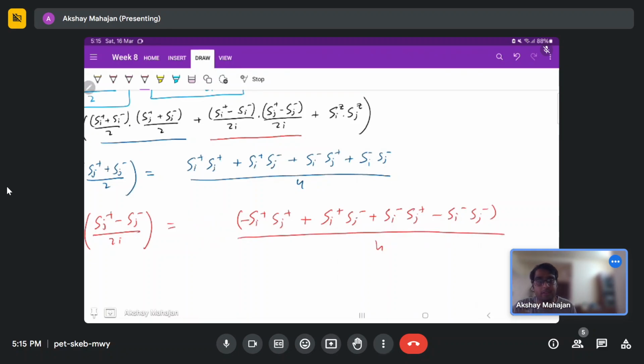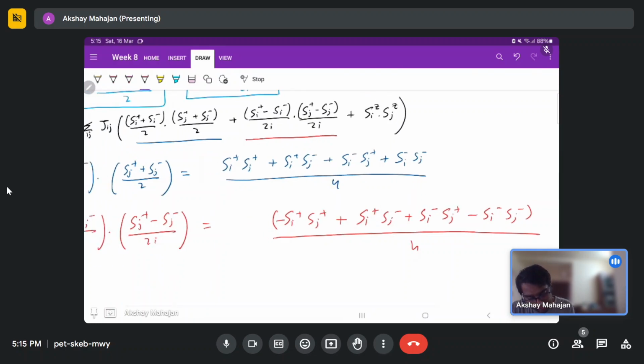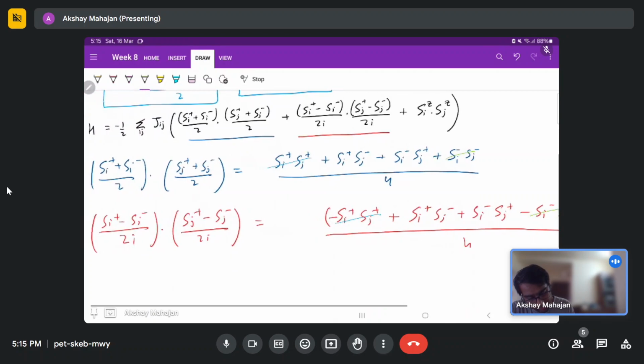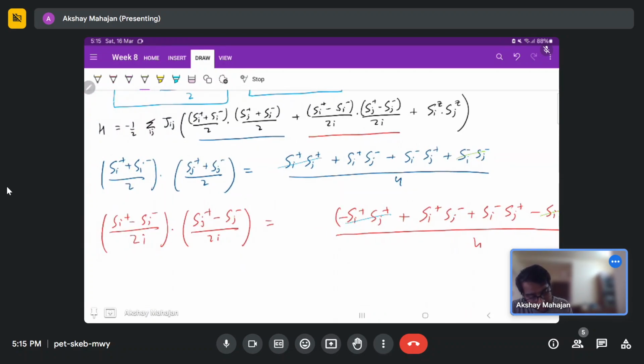Okay. So now these two terms, red and blue terms, we have to add, and here we can see that basically these two terms will cancel out with each other, and similarly these two terms will cancel out with each other. Okay, and because they are not commutable, the commutation is not 0, that's why you have to write them in this fashion, like Si plus Sj minus is not equal to Si minus Sj plus.